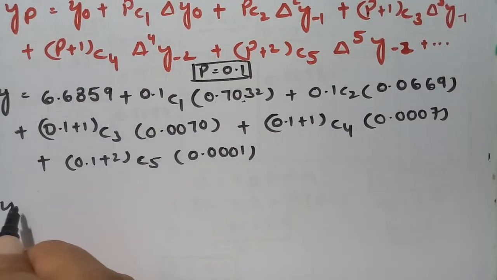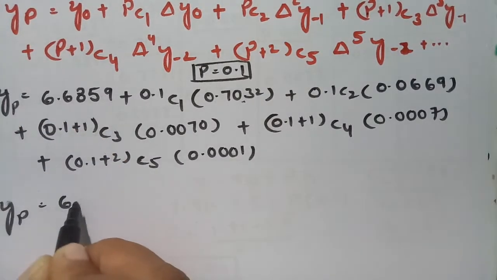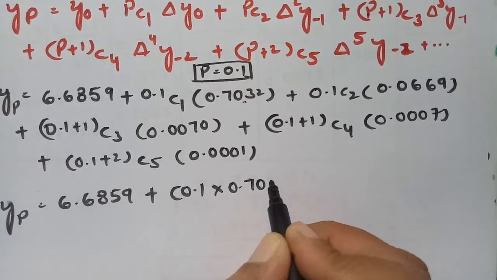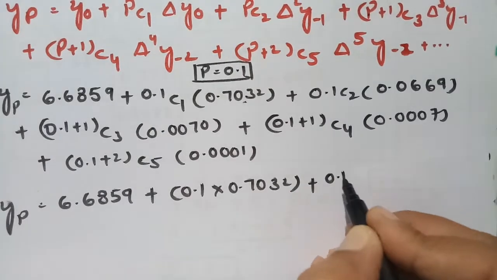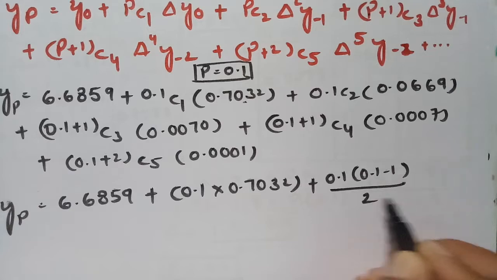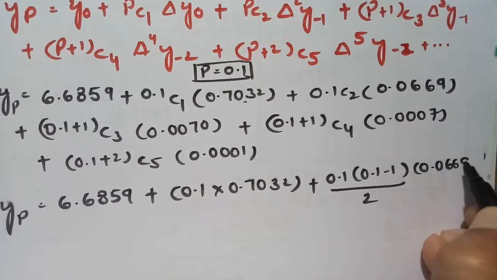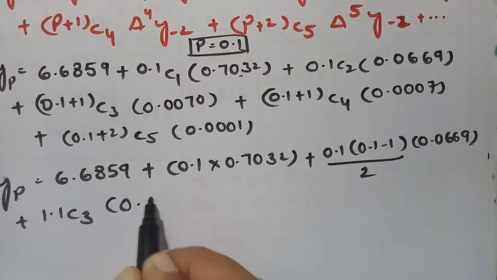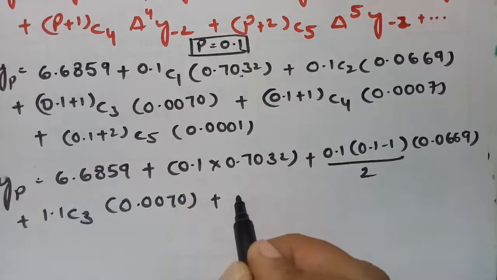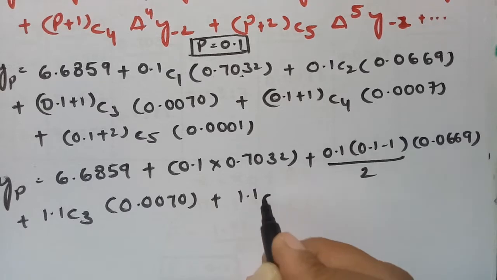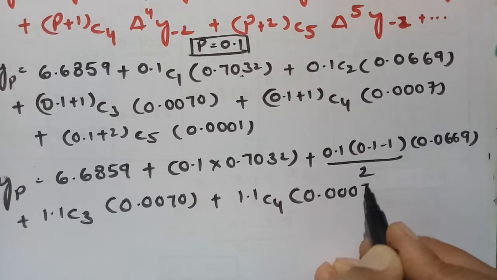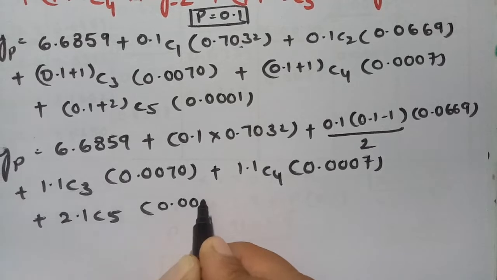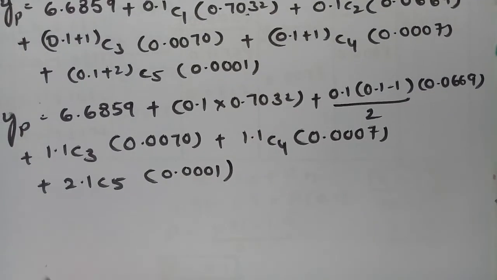So now we have to calculate this value. So y at p value is equal to 6.6859 into, this value will be 0.1 into 0.7032, and this value is n into n minus 1 by 2 factorial into 0.0669, and this value is nothing but 1.1 C3 into 0.0070, and this value is 1.1 C4 into 0.0007, and this value will be 2.1 C5 into 0.0001. Now we have to calculate all these values.